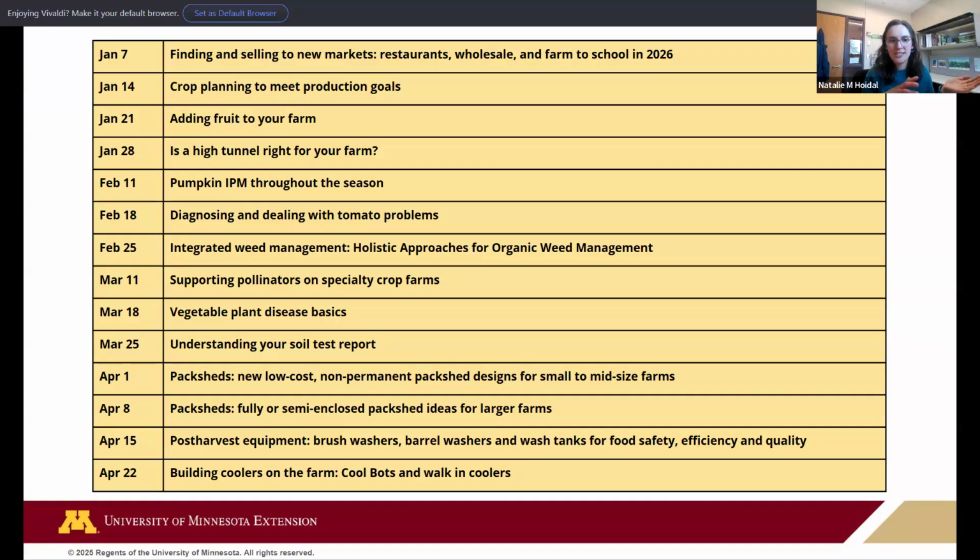Next week, we're going to shift gears and start talking more about post-harvest, and tools and techniques for making sure you have good shelf life and quality after you put in all of the work that it takes to grow fruits and vegetables. So today is all about soil.